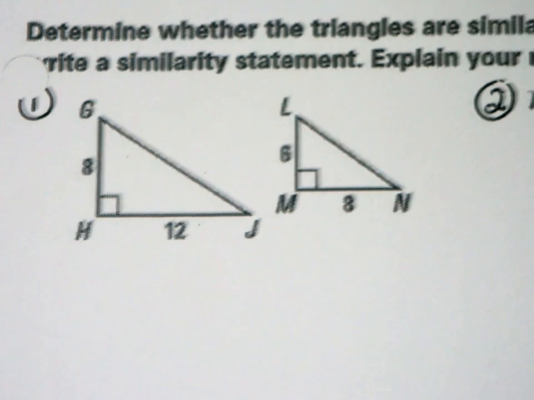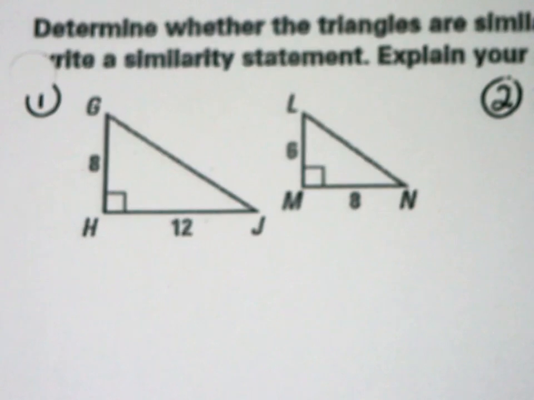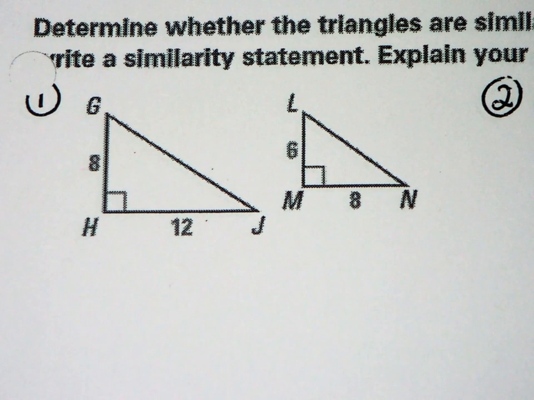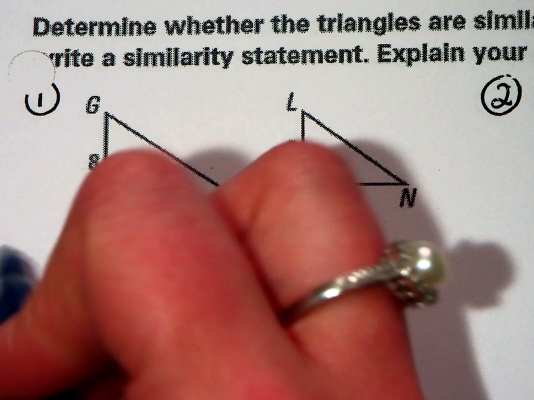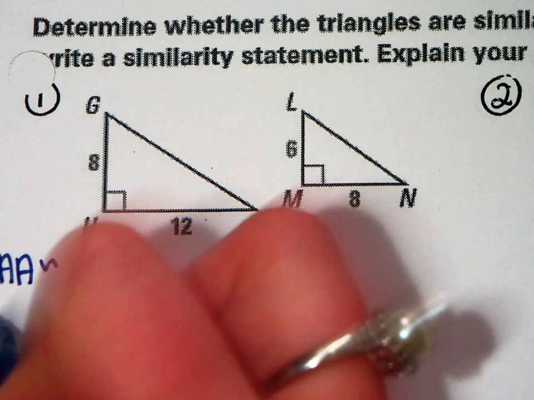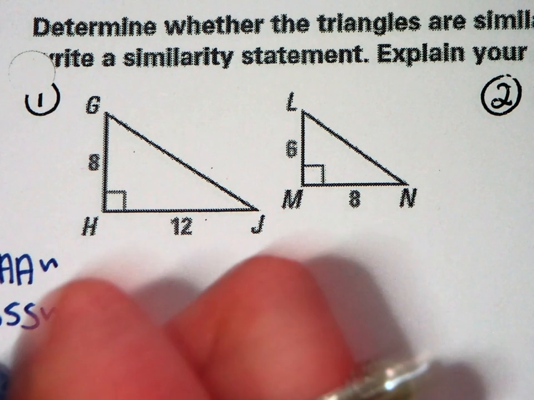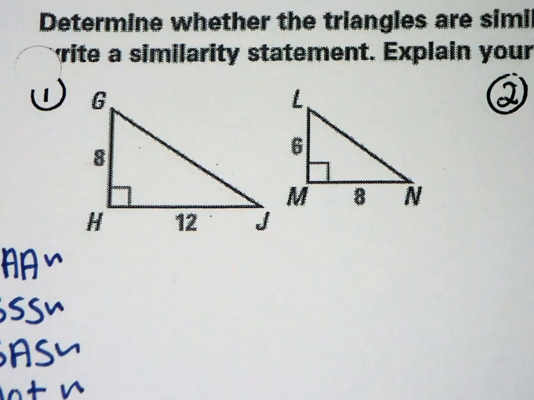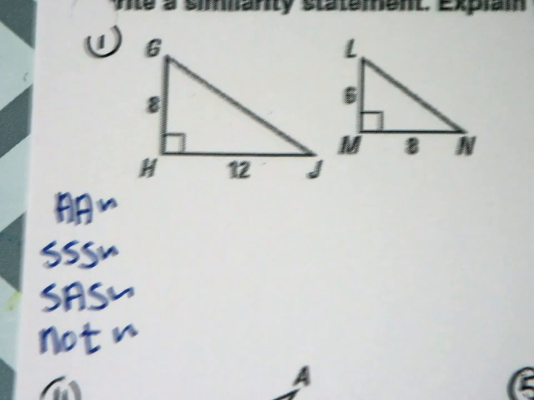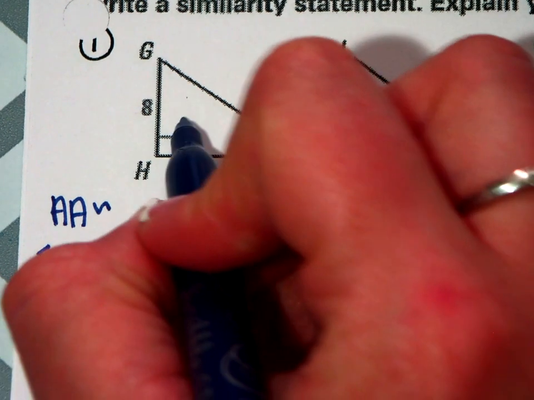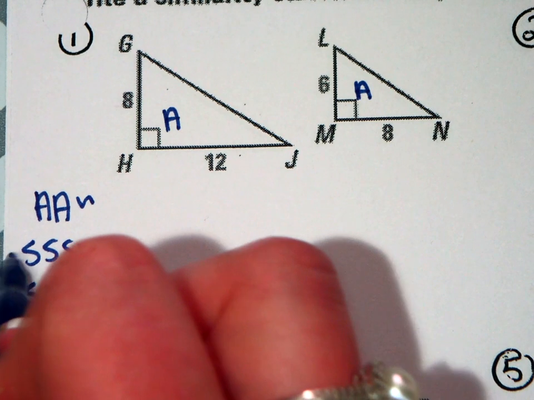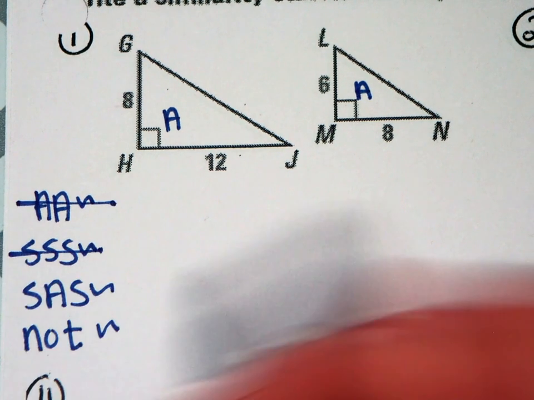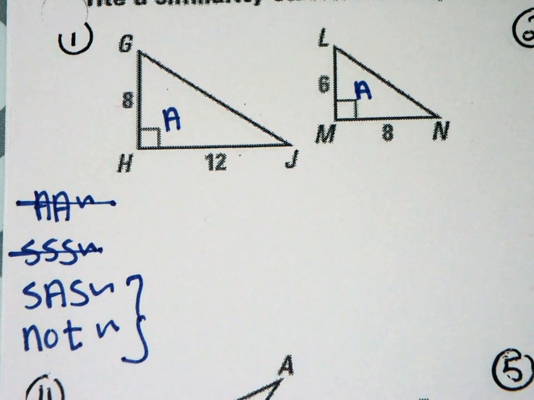On this practice, all of these triangles are turned the same direction, so that should help you determine which side goes with which side. In this problem, I'm going to write down all of my options: angle-angle similarity, side-side-side similarity, side-angle-side similarity, and not similar. I should notice I only have one angle. That lets me know that side-side-side and angle-angle are out. So it's between side-angle-side and not similar.